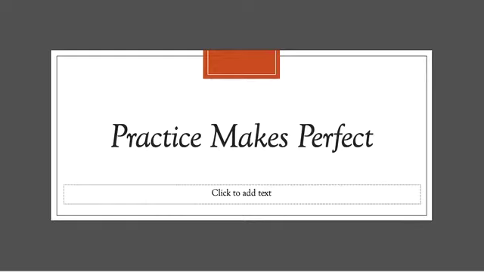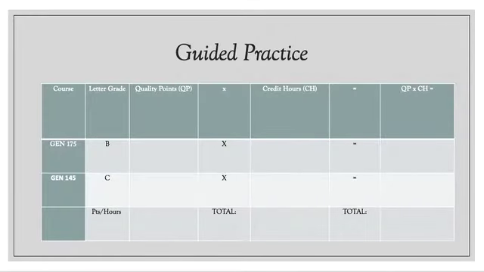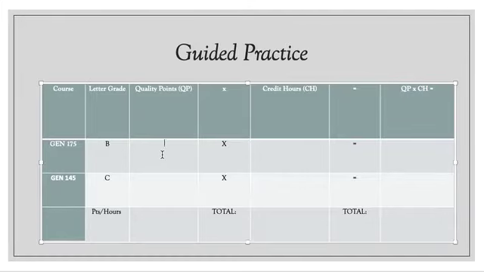Now, practice makes perfect. So let's look at a few examples as you guys are developing your understanding. Okay, so just like the video we saw before, we're going to go ahead and solve this problem. This is a summer semester where a student is taking 2 courses. So we're going to come in and solve it. A B is worth 3 points. A C is worth 2 points.